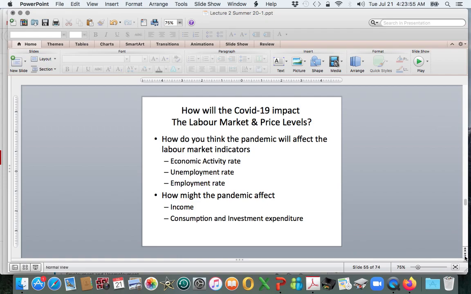What type of economic activity rate do you expect? Do you expect it to increase? Do you expect it to slow down? Do you expect it to stay the same? How will the unemployment rate change? Think for a moment about what you saw in the various countries that we looked at earlier. How will the employment rate change?